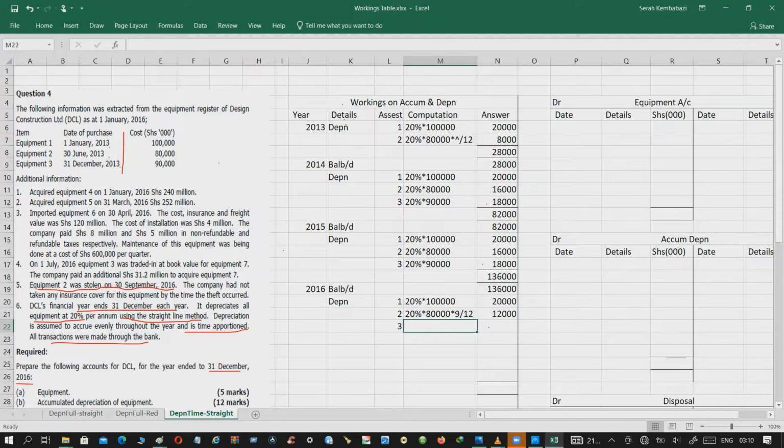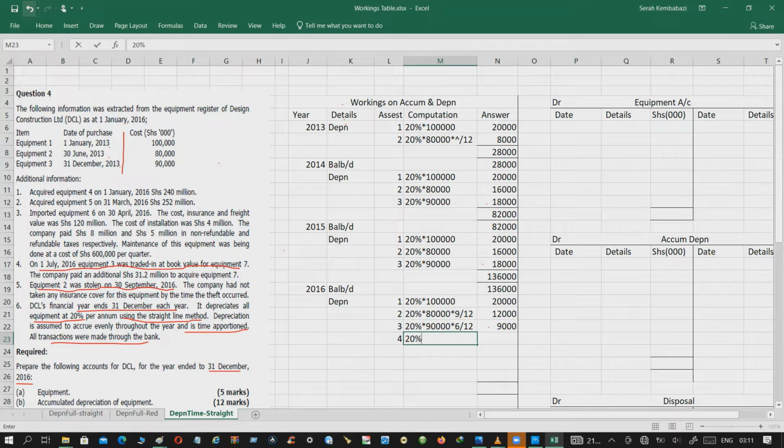12,000. And also for equipment 3, we'll get the 20% of the 90,000. But do not forget that in additional information point number 4, we are told that equipment 3 was traded at book value for equipment 7. So what does that imply? That we've only had this asset with us for 6 months before the exchange, giving us a value of 9,000. We also go on and do the same thing for equipment 4.